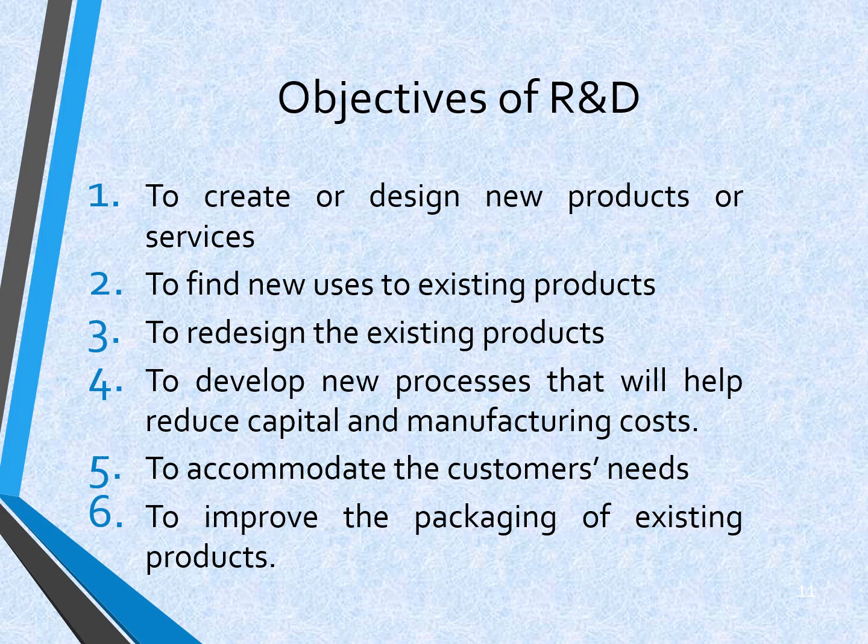Sebab tu dulu company pakai manual. Now the company is moving towards using or applying the sophisticated machines. Why? Because these sophisticated machines can actually reduce the manufacturing cost in the long run. So that is with the help of R&D. Number 5 is to accommodate the customer's need, that is to fulfill customer's need.